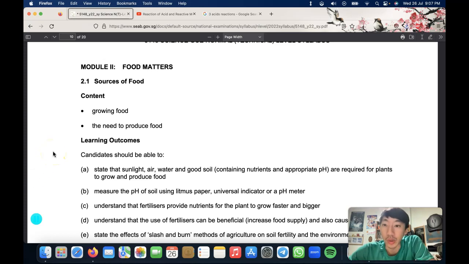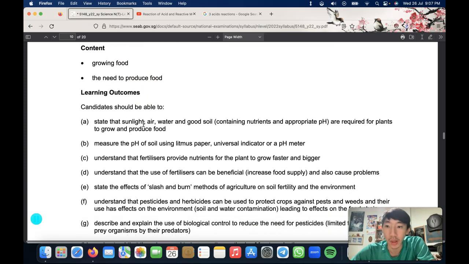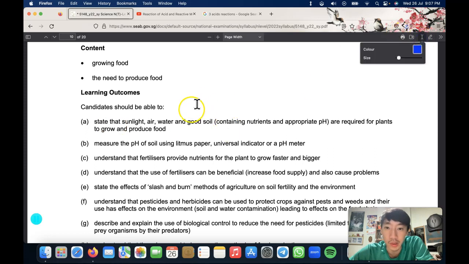Okay, so let's get right into it. The first chapter is talking about the sources of food. We need to know how to grow food and why we need to grow more food. So firstly, where does food come from? Most of it is from plants. And so we need to know this equation, called the photosynthesis equation.